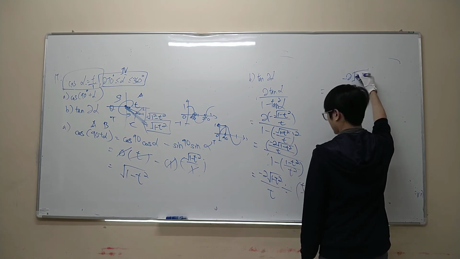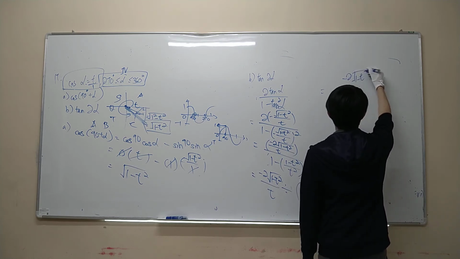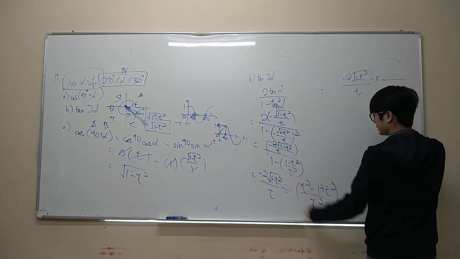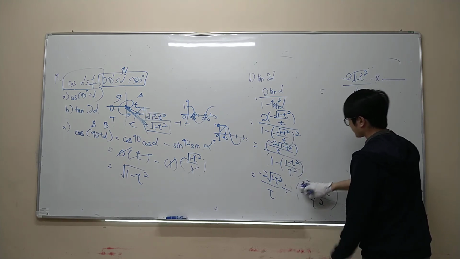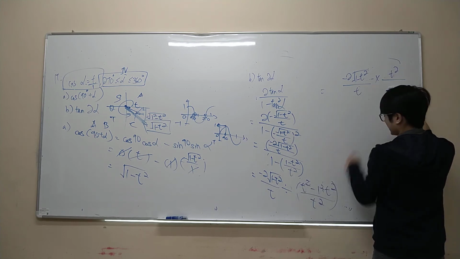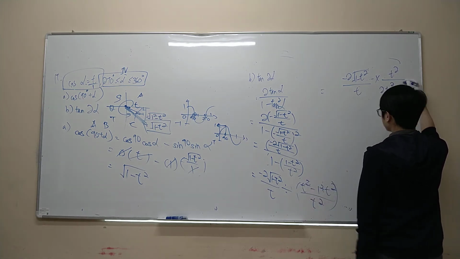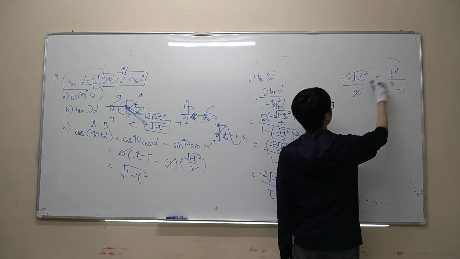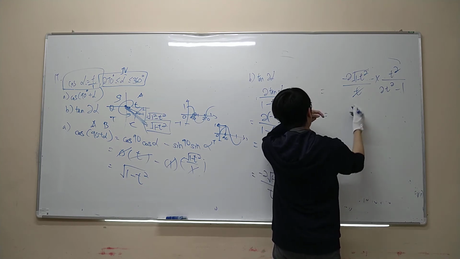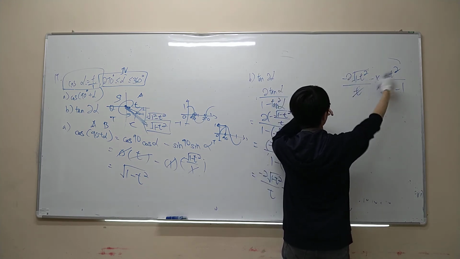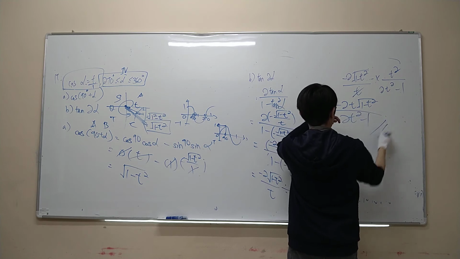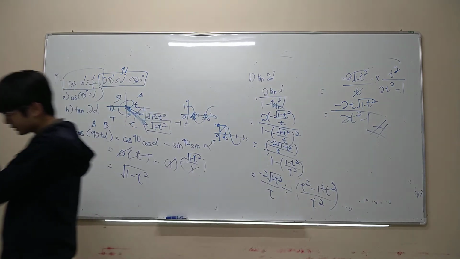Negative 2 square root 1 minus t square over t divide many times. Terbalik. So when t square, dia akan jadi t square atas, and then yang bawah is 2t square minus 1. T square plus t square is 2t square. T dia potong, so tinggal negative 2 atas darab atas, bawah darab bawah. So negative 2t square root 1 minus t square over 2t square minus 1. Siap? Okay, so that's the answer.